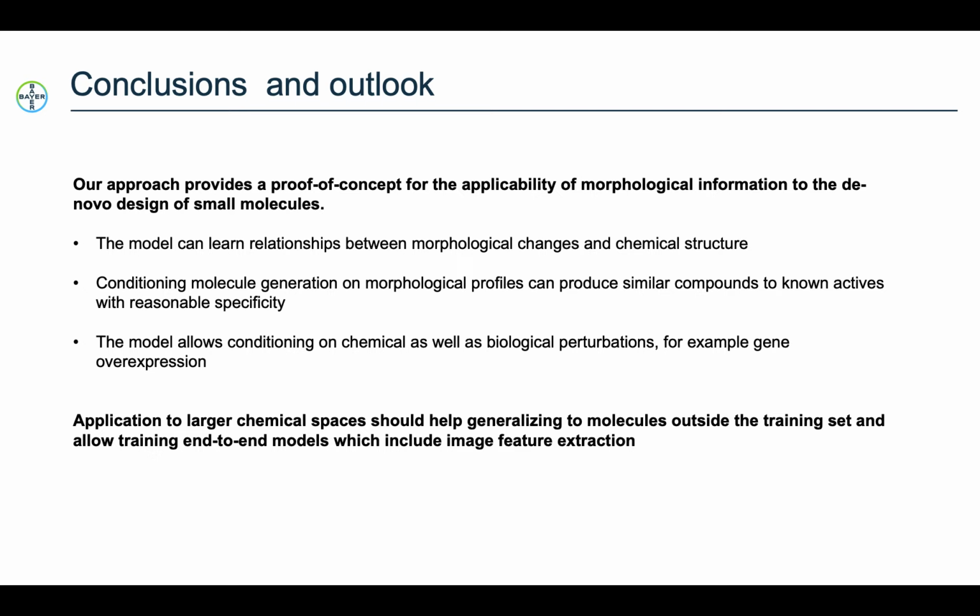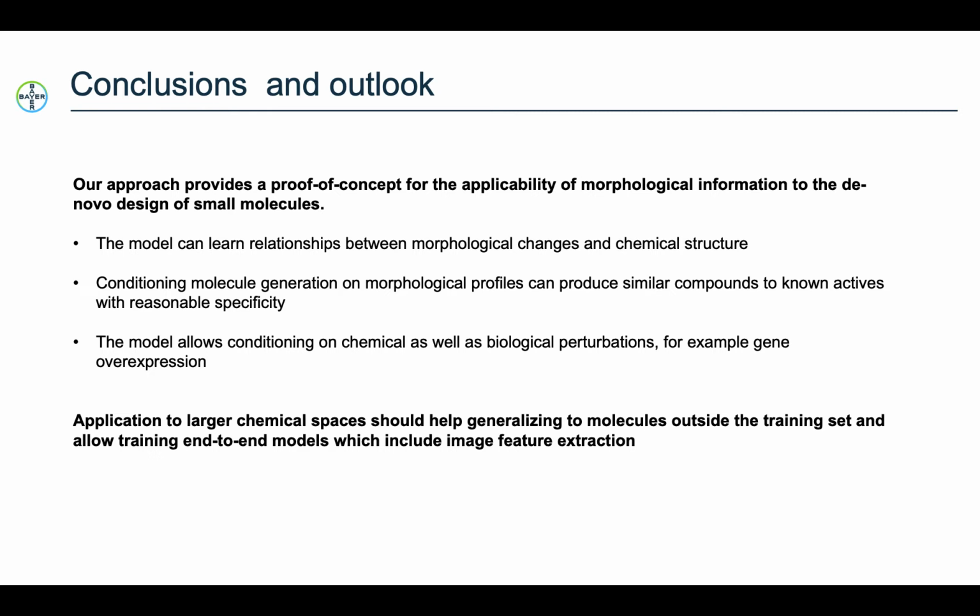And finally, another aspect that we think is worth pointing out is that the model showed that it is possible to condition not only on chemical profiles but also on other types of perturbations such as gene overexpression, and that makes it very flexible, and it opens a set of possibilities to condition. When you have an unknown target, you could condition on the profile of the knockout of this target, so for a novel target, and then try to check if the model can generate molecules that reproduce that phenotypic profile.